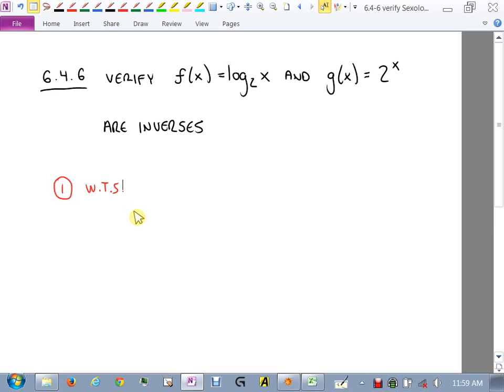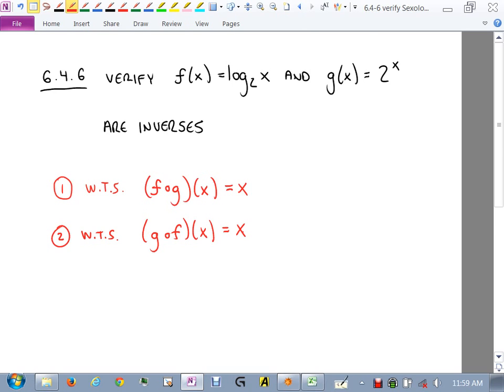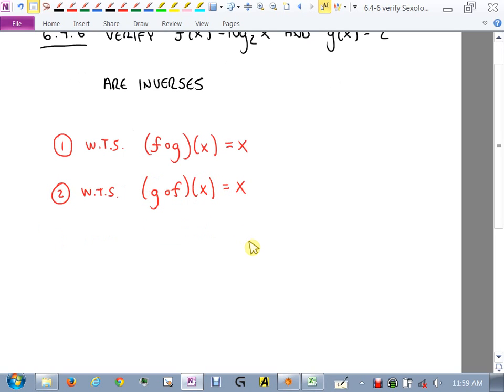All right. So I want to show what? F of g of x equals x. That's the first thing I want to show. The second thing I want to show is that when you go the other way around, you get x. Am I out of time? No. 12:40. Oh my gosh, man. We got plenty of time still. Y'all hanging in there?